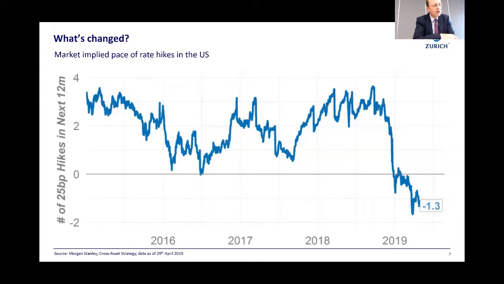And this is what this chart really shows you in pretty graphic detail. This chart shows you what the implied pace of rate hikes are in the US over the next 12 months. And you can see that towards the end of 2018, the market was pretty certain that there were going to be three hikes in the next 12 months. And that really did change very rapidly at the end of Q4. So at the end of 2018, the market was not looking for any hikes, and today we're actually expecting a cut.